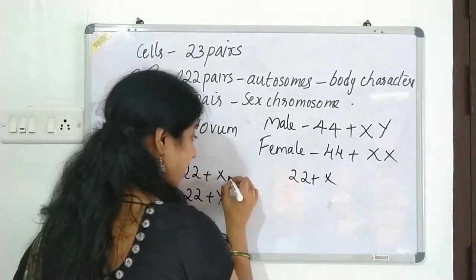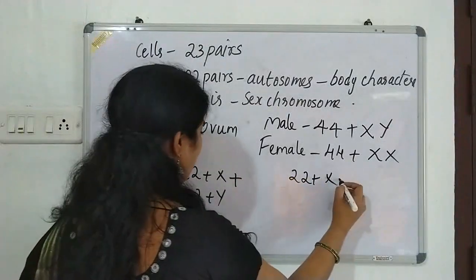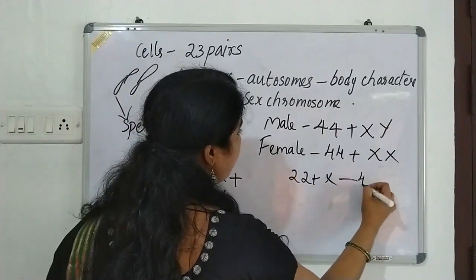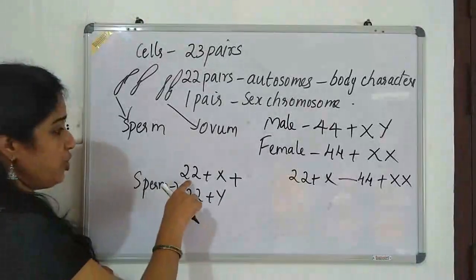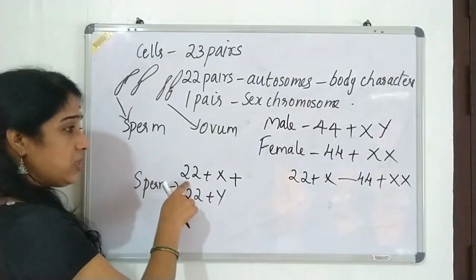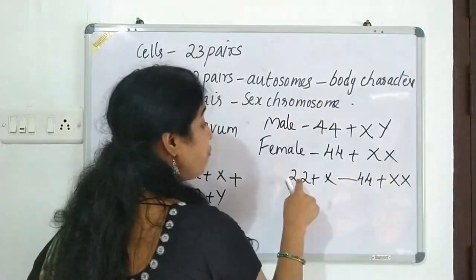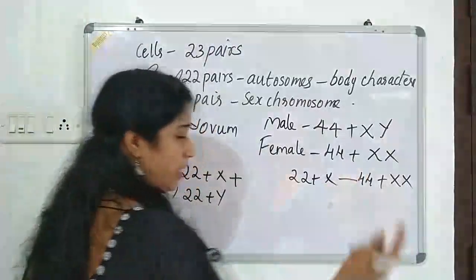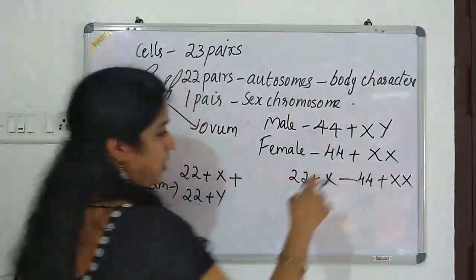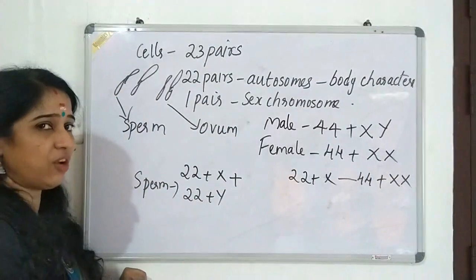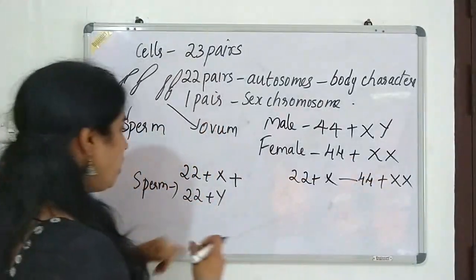If this sperm carrying the X chromosome combines with the female having X chromosome, then you know what will happen? 44 plus XX. Clear? 22 plus X, that is one sperm. If this sperm fuses with the female having what? X. Female, of course, there is no other option. Then it will become what? 44 plus XX. Can you say the sex of the child? XX is what? Female.